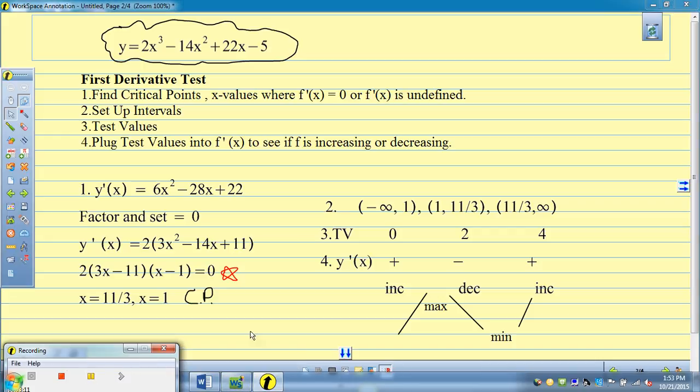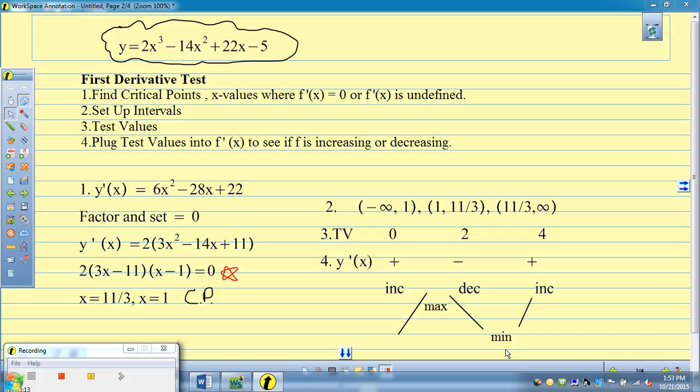So this first derivative test gives us a lot of information. We know that we have a maximum at the first critical point at x equals 1. We have a minimum at the second critical point, which is 11/3. We know that we're increasing in the intervals from negative infinity to 1 and 11/3 to infinity. And we're decreasing on the interval from 1 to 11/3.